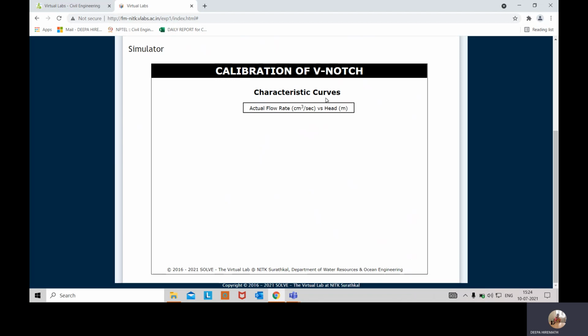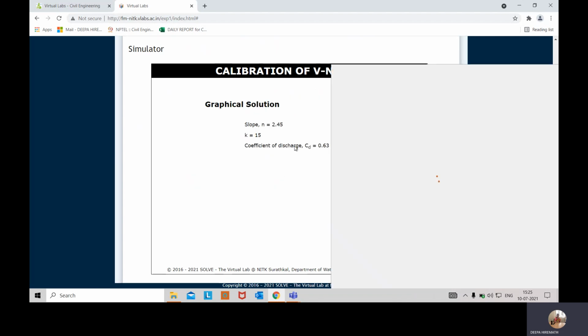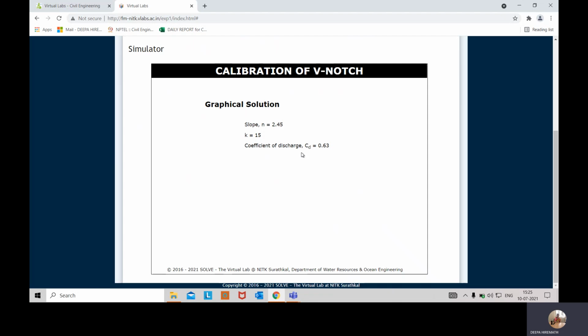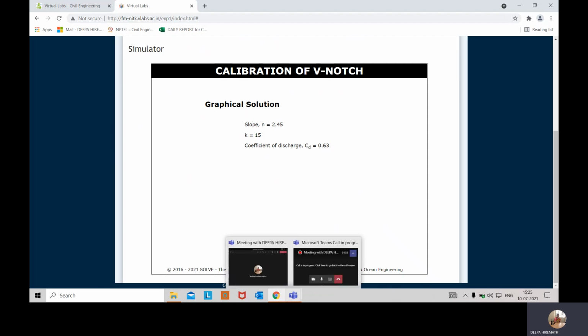After that, a characteristic curve needs to be plotted, that is, actual flow rate versus the head. So we get this particular graph, which is called the characteristic curve of the V-notch. After that, we are going to find the coefficient of discharge, that is CD, using the graph. So here ends the experiment.